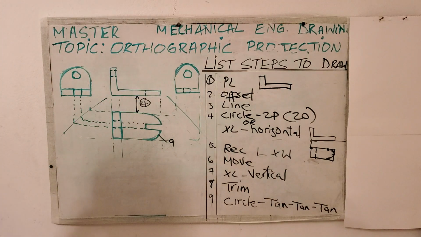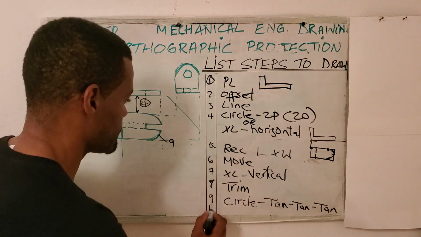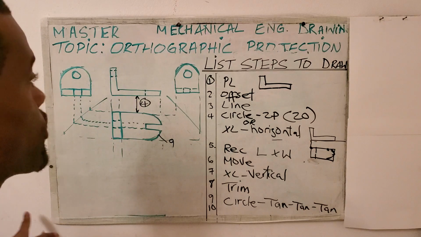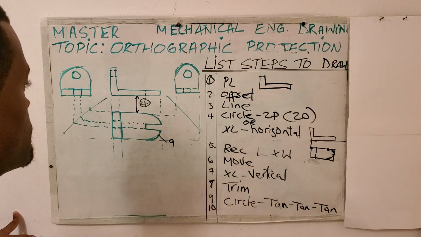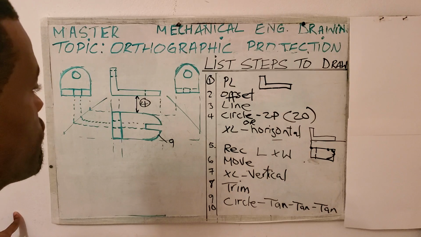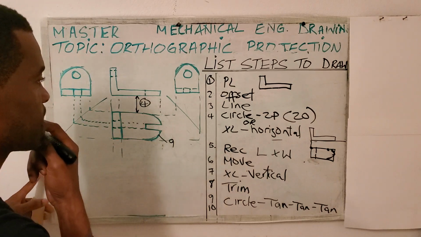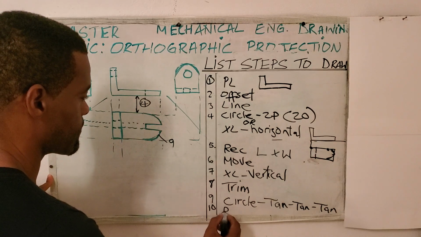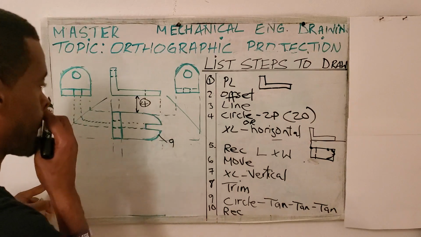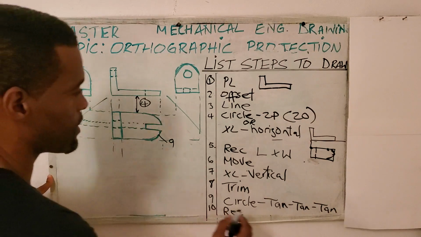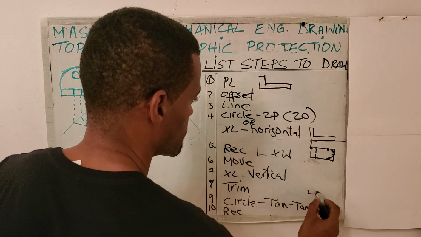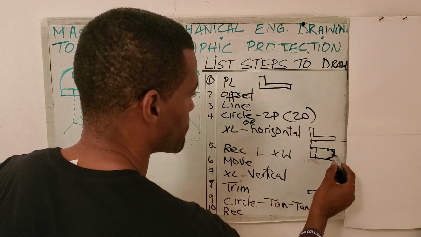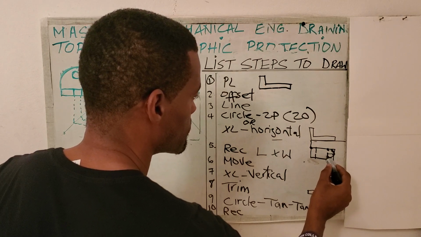Then, number 10, I would draw a rectangle, or use multi-line, or rectangle, REC. I would draw a rectangle, then move the rectangle, click here as the base point, move and drop it right here, then trim.